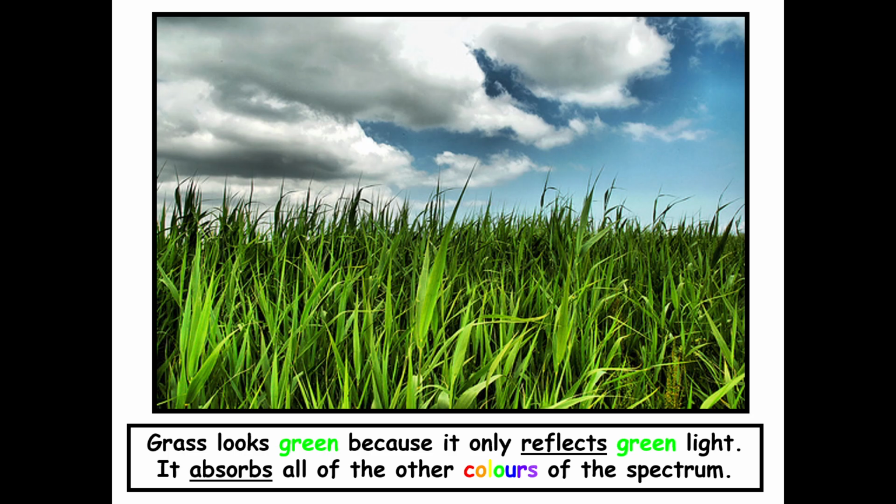For example, grass. So white light would be coming down from the sun here. It would hit the grass and it would reflect only the green light coming off. All of the other colours would be absorbed, and it would be the green light that shines into our eye, and we see the grass as being green.